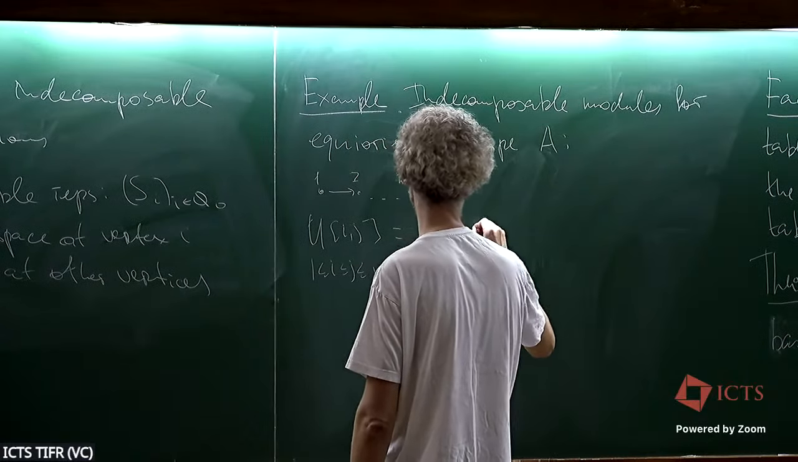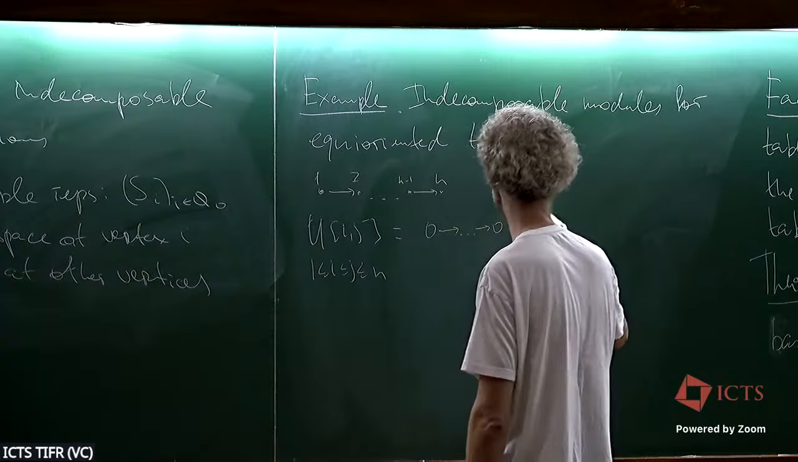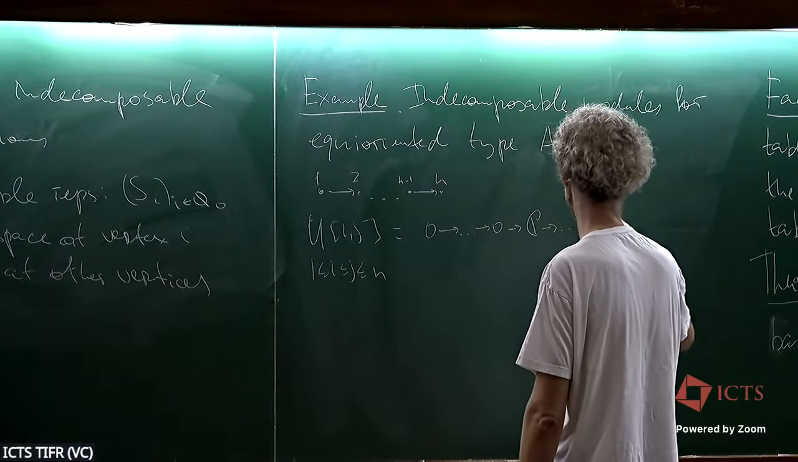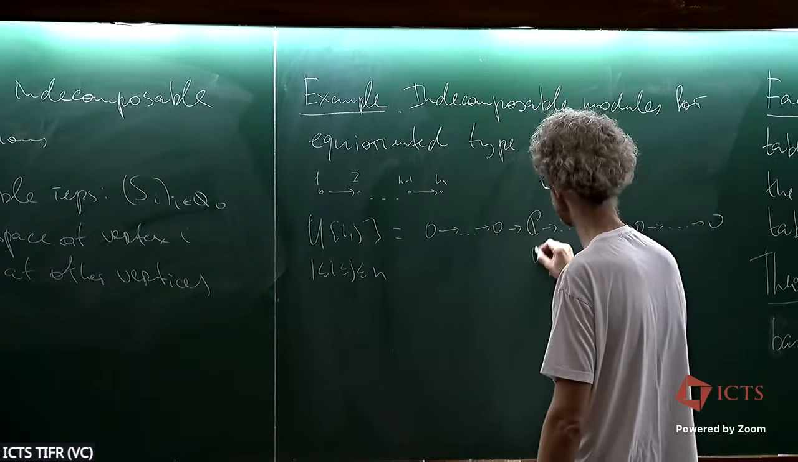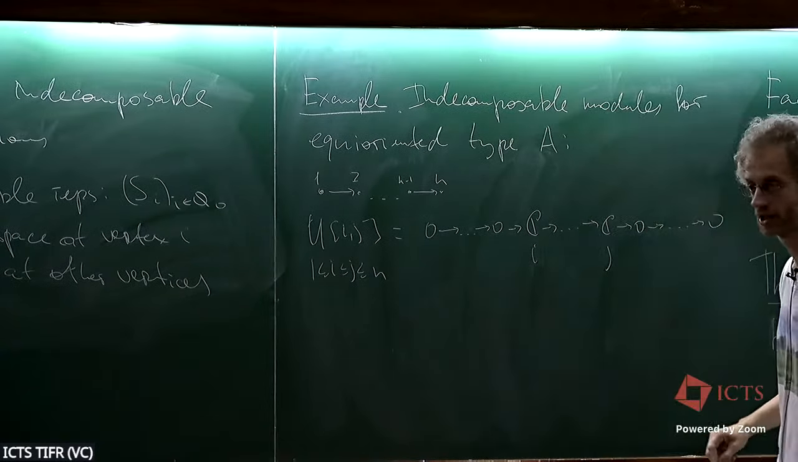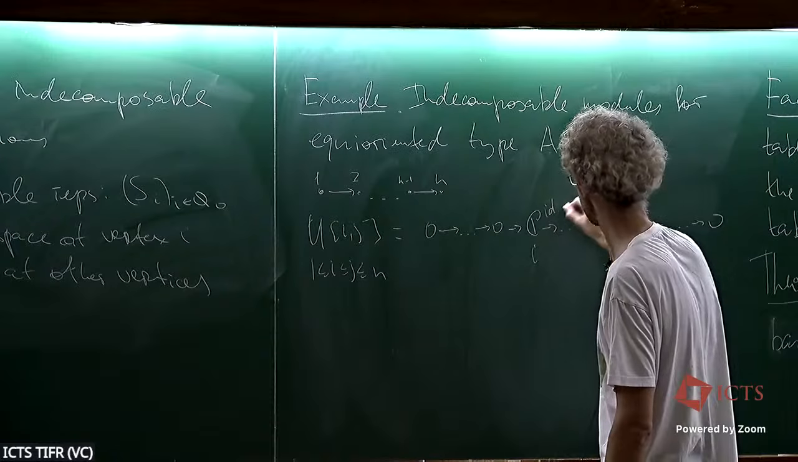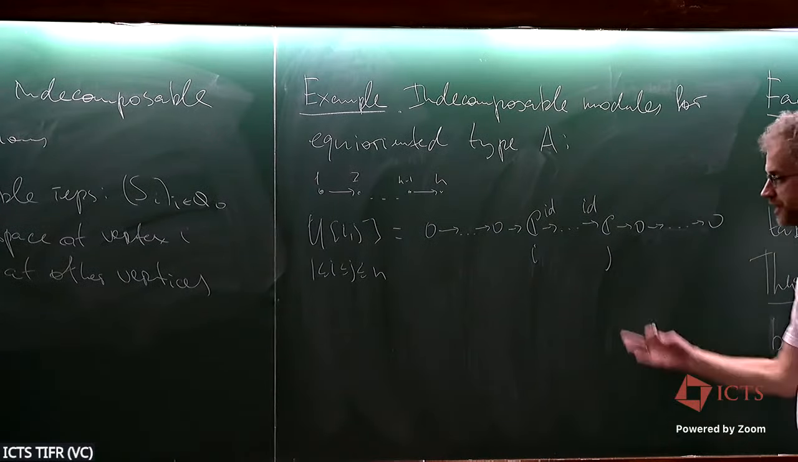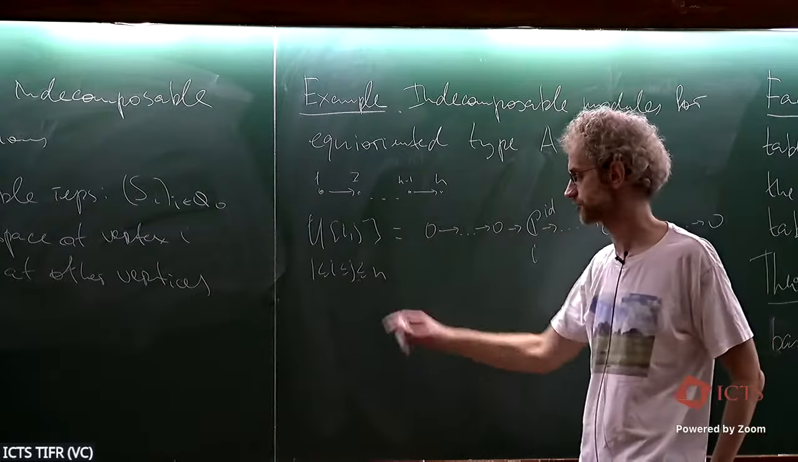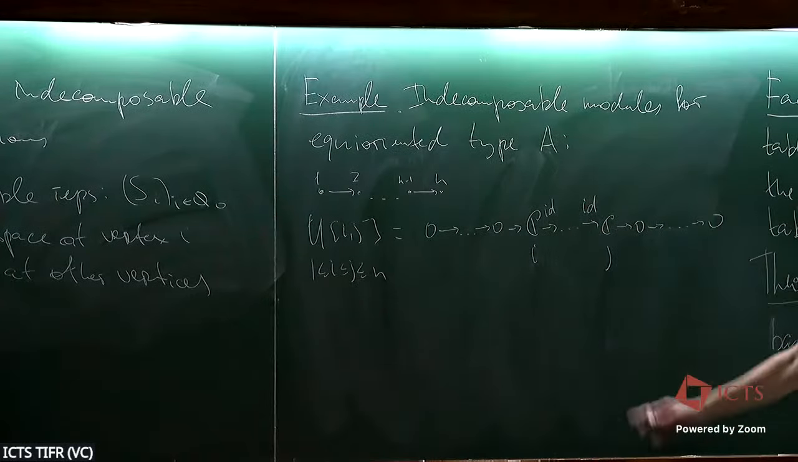So we have several zeros, and then several one-dimensional spaces. Then again, several zeros up to n. This is position I, and this is position J, and these are the identity maps. The claim is that indecomposable representations are labeled by pairs I less or equal than J between 1 and n. And this is exactly the picture for such a representation.